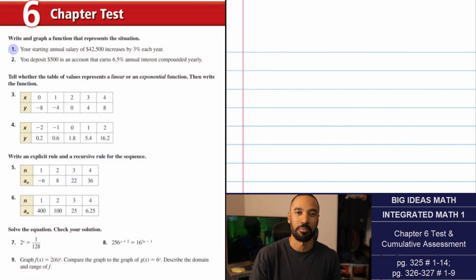Without further ado, 14 questions in the Chapter 6 test, 9 questions in the Cumulative Assessment. Let's go ahead and get started on them. We have numbers 1 and 2 where we have to write and graph a function that represents the situation.